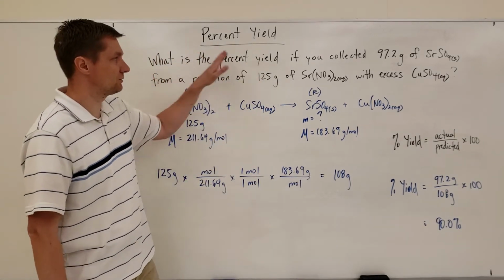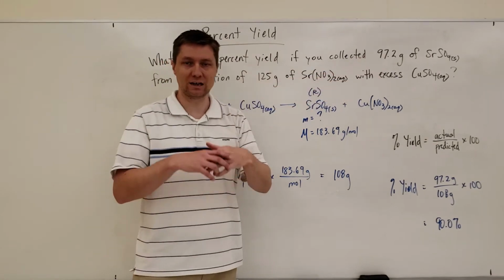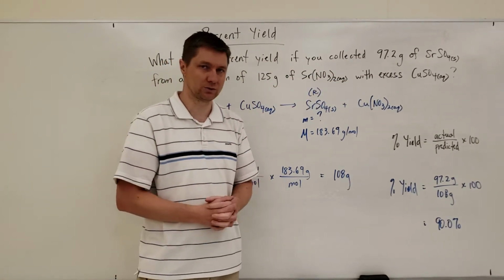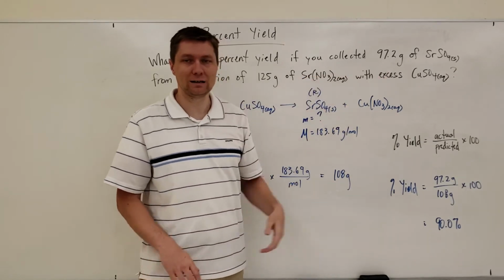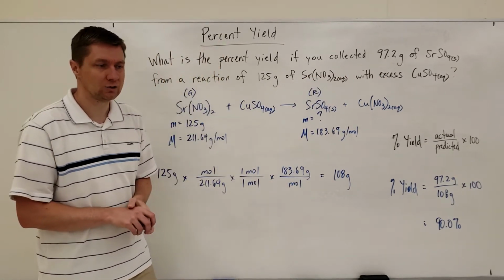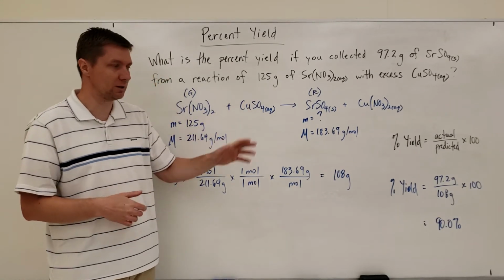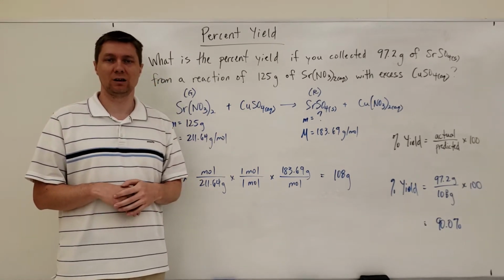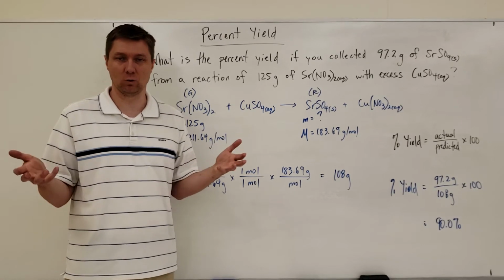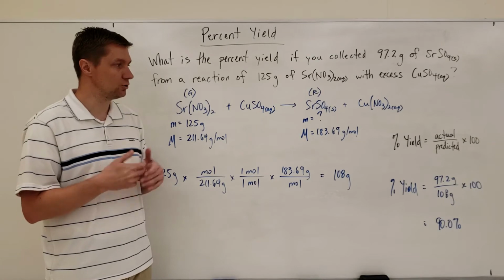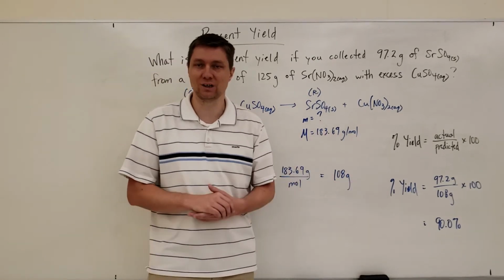The question tells me that when I did the lab, and I was actually in the lab doing the reaction, and I physically collected the precipitate, I only collected 97.2 grams. And so what we often do in chemistry, when we perform experiments like this, is we have to calculate basically how accurate were we, how good were we at our collection. And to do that, we use this formula called percent yield.